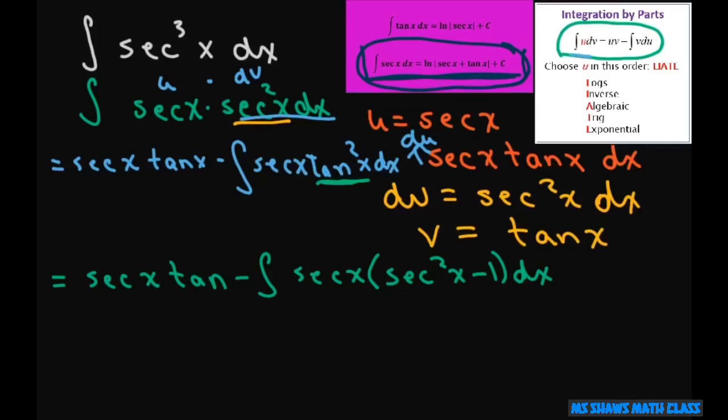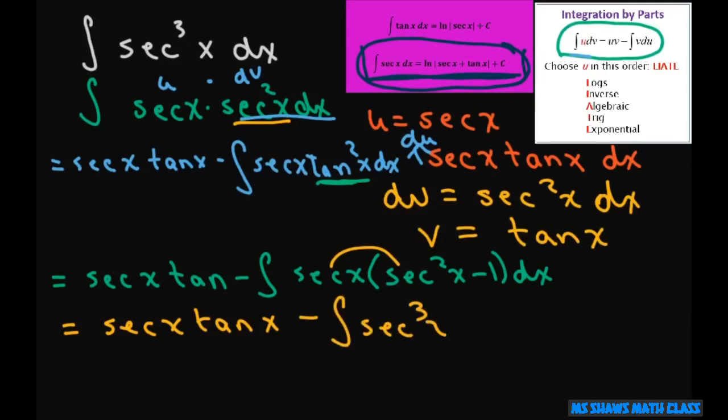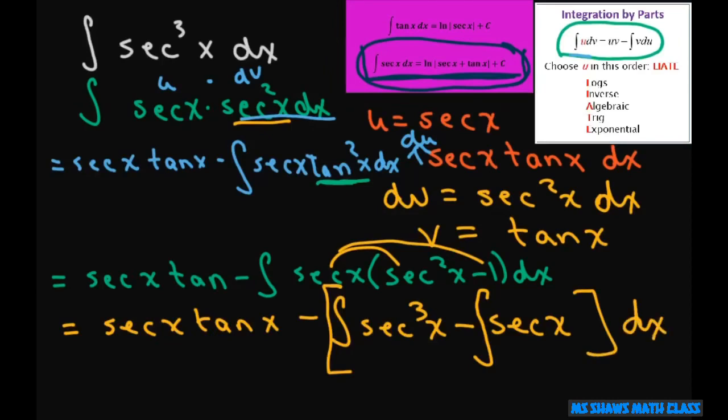So we still have this equals secant x tan x minus, now when I multiply these two, I'm going to get the integral of secant cubed x. And then I'm going to put this in brackets, minus, when you distribute here, secant x, and put an integral in front of that. And this whole thing is dx. So I went ahead and did two steps. I distributed, and then I broke up the integrals.